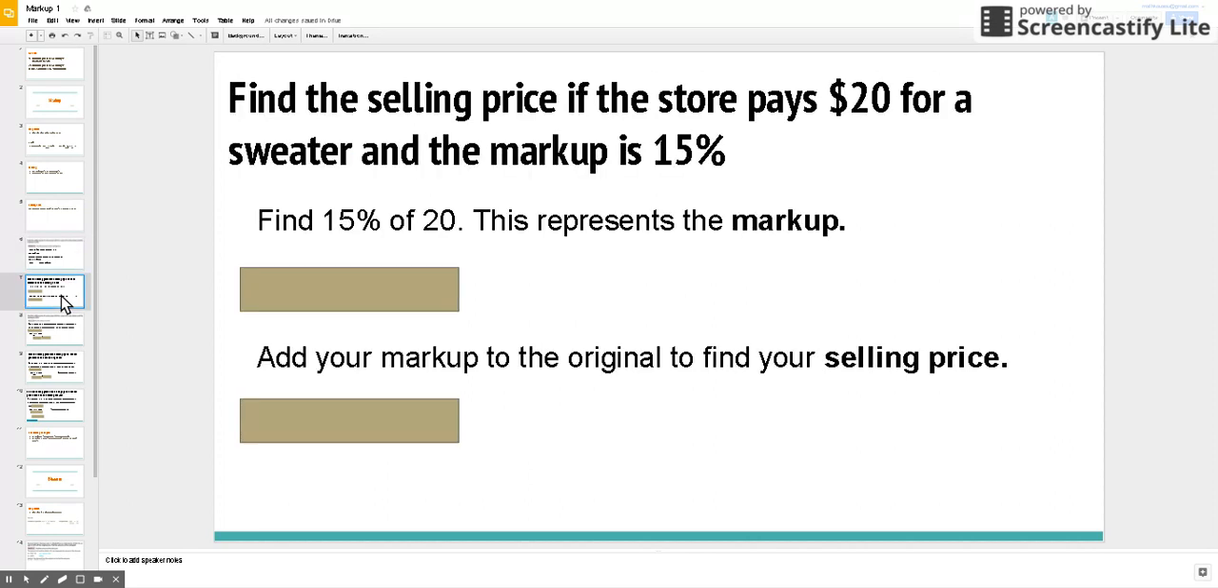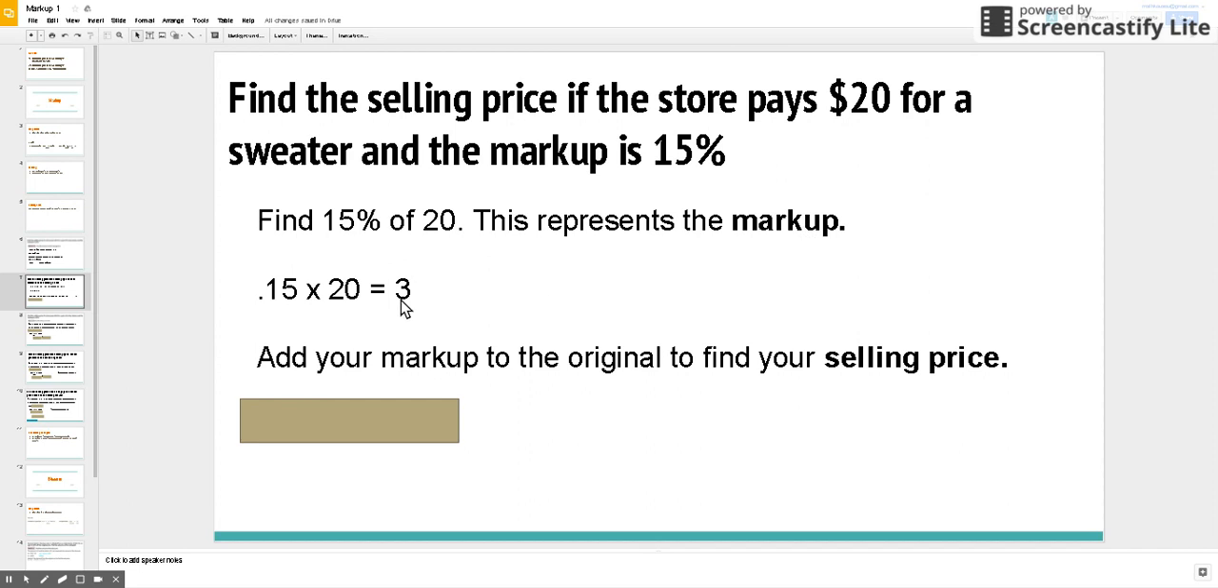Let's look at our next example. It says find the selling price if the store pays $20 for a sweater and the markup is 15%. So first thing we're going to do is find 15% of $20. That represents our markup. So we're going to do 0.15 times 20 to get 3. Okay, 0.15, that's your percent as a decimal, times 20, that's your original price. And then if you do that in the calculator, you end up getting 3.